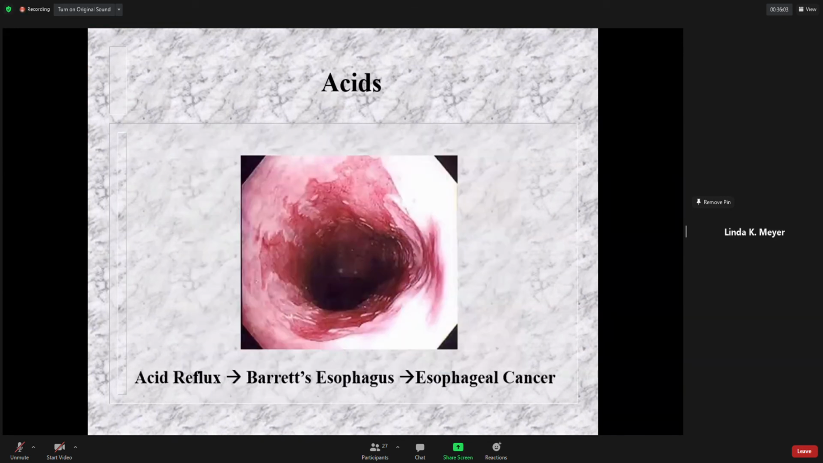And then again, I mentioned the acid reflux. Patients that have these chronic stomach acids irritating the lining of the esophagus can actually create a condition which we're going to talk about further. It's called Barrett's esophagus, and some individuals that have Barrett's esophagus will actually go on to develop cancer of the esophagus.